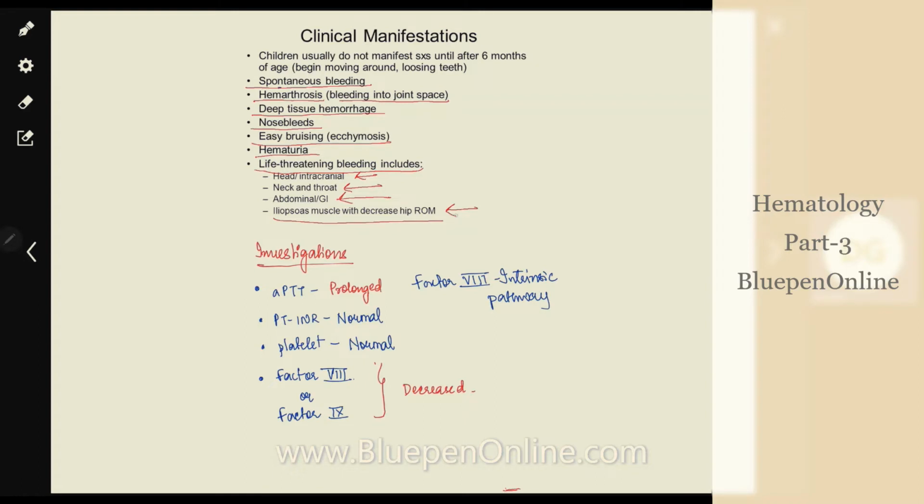So how do I investigate a patient whom I suspect to have hemophilia? I do the following tests. Kindly recall APTT is a test used for my intrinsic pathway. So if I have factor 8 deficiency, my APTT is prolonged because factor 8 is a part of intrinsic pathway. But my PT-INR is normal, my platelet is normal, and factor 8 and 9 levels are decreased.